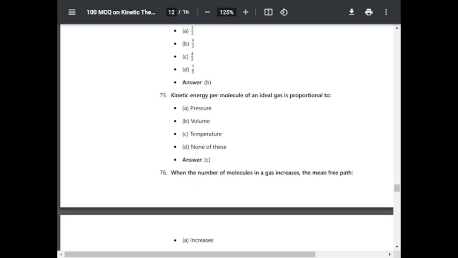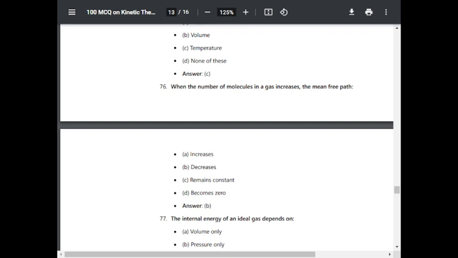Question number 75. The kinetic energy per molecule of an ideal gas is proportional to option A, pressure, option B, volume, option C, temperature, option D, none of these. The correct answer is C, temperature. The kinetic energy per molecule of an ideal gas is proportional to temperature. Option C is correct.